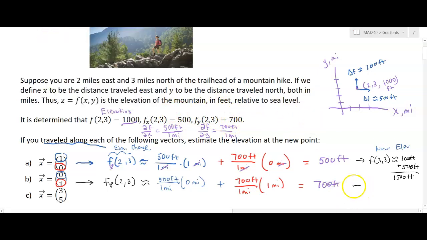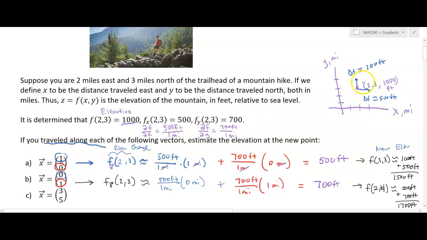And now to calculate the new elevation, which puts us at the point f of 2, 4, we're still at an x value of 2, but we bumped up our y, our northern component, by 1 unit. And so this is going to be our original elevation at the starting point, 2, 3, added to the elevation change, which is 700 feet, giving us a new elevation of 1,700 feet. Just, again, an approximation because we're using an instantaneous rate of change to do this.